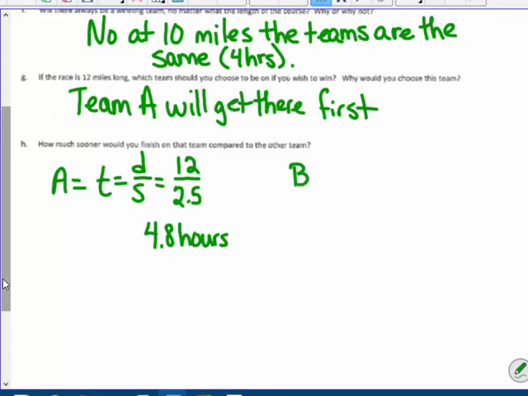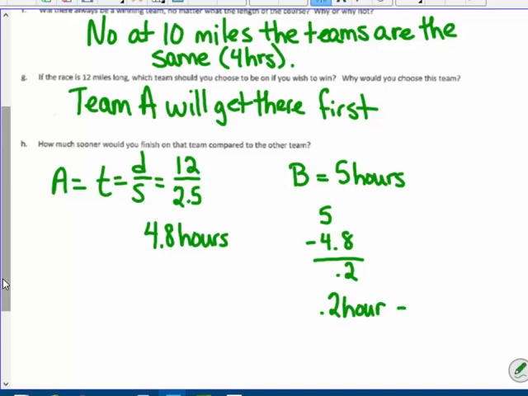B, we just saw from the table back there that it takes them 5 full hours to get there. So how much sooner? Well, 5 minus 4 8/10 would give you 2/10 of an hour. 2/10 of an hour. Well, 1/10 is 6 minutes, so 2/10 would be 12 minutes. So you could answer it either way. If you're on Team A, you're going to get there 12 minutes sooner, or 2/10 of an hour sooner. And that's it for today's video.